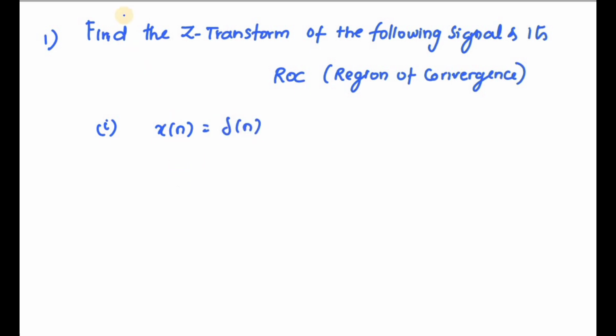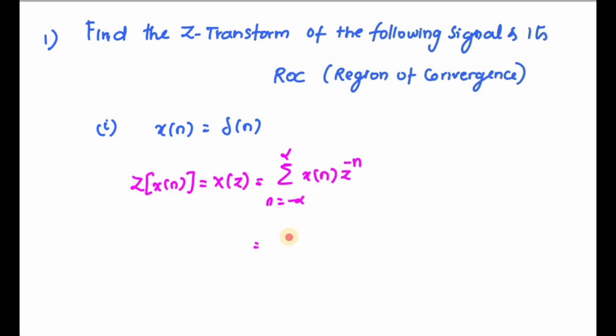Okay, so if I take the Z transform, Z transform of x of n is equal to x of z, that is equal to summation n is equal to minus infinity to infinity x of n z power minus n. So this is a formula. Here we are going to substitute x of n as del of n. So del of n is equal to 1 when n is equal to 0. For other values it becomes 0.